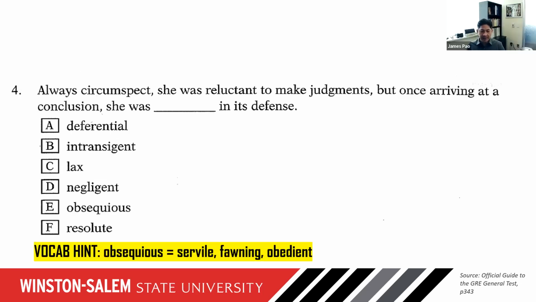Let's look at another one. I gave you a vocab hint. You can see that there. Obsequious means servile, fawning, obedient, kind of like a slave. Okay, here we go. Always circumspect, she was reluctant to make judgments, but once arriving at a conclusion, he was blank in its defense. A, deferential. B, intransigent. C, lax. D, negligent. E, obsequious. F, resolute. Which two are correct?